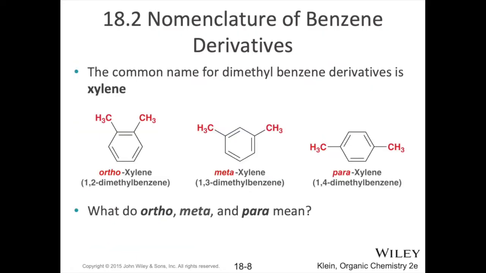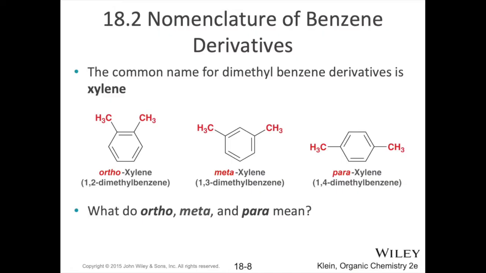Right. So let's start looking at derivatives with more than one substituent. Xylene is a good example of this. Xylene is benzene with two methyl groups. Now, the thing with this, of course, is that you've got lots of positions on your benzene. So this is a good intro into where we can put multiple substituents.